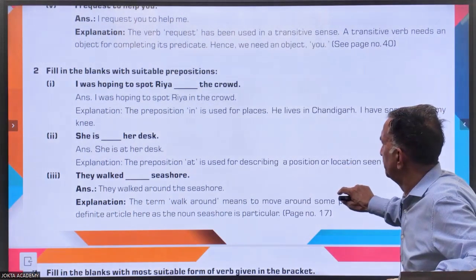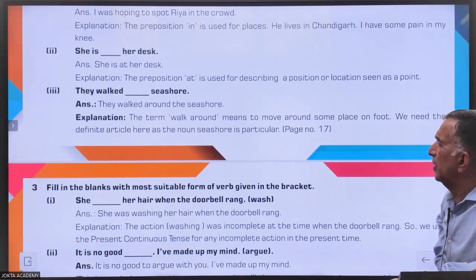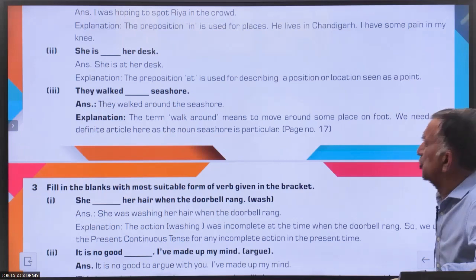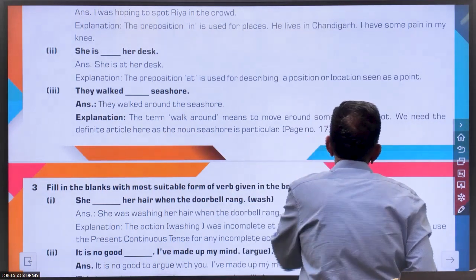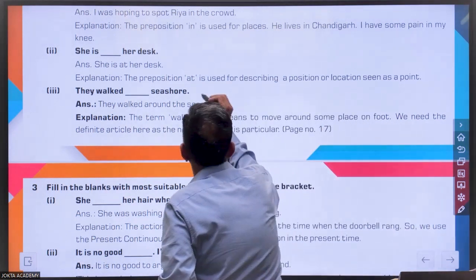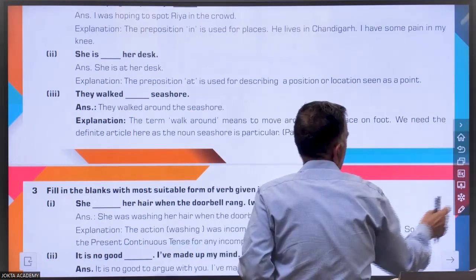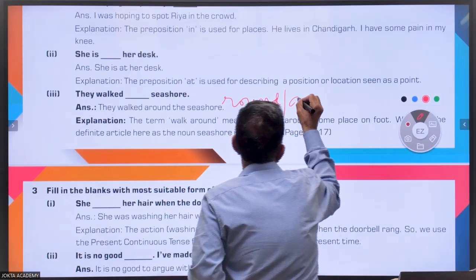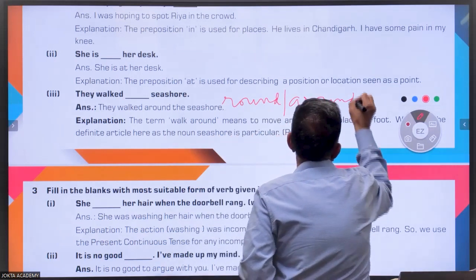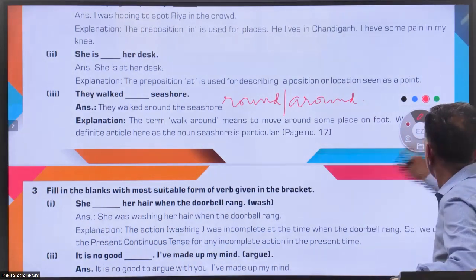Third is they walked. Now we require a preposition. They walked around the seashore. Walk around means to move around some place on foot. So we can say we walk around or round also. One more preposition is round or around. They have the same meaning. We can use either of these.